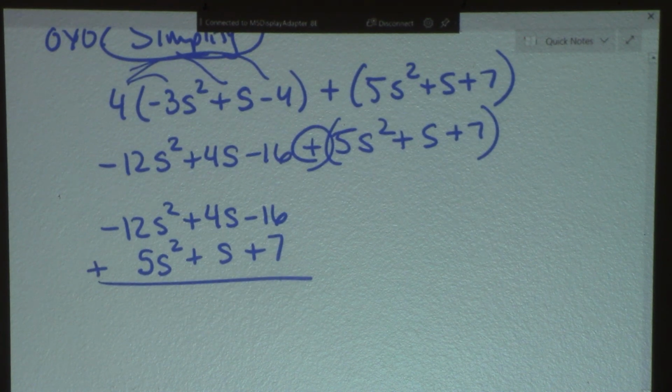So now I'm going to combine my like terms. So I get negative 7s squared plus 5s minus 9. Okay, so that's it. That's the answer.